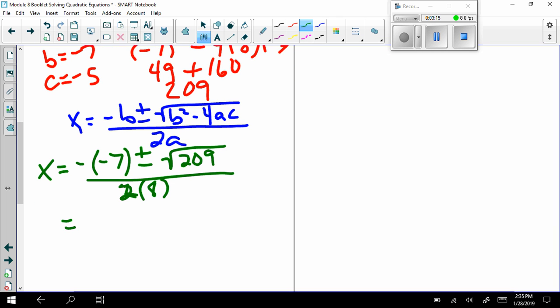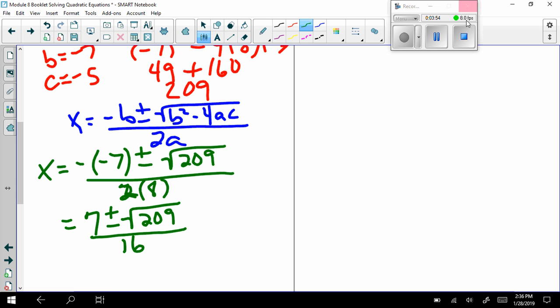Simplifying just a bit, negative 7 becomes plus a positive 7. 209 is not a perfect square. I should try and simplify it some, but we haven't actually talked about that yet, so I'm just going to leave it as the square root of 209 for right now. And then 2 times 8 is 16. Because 209 is not a perfect square, I actually can't take the square root and get an integer. I can take the square root using my calculator, and I'll show you that in just a second, but I cannot take the square root and get an integer.